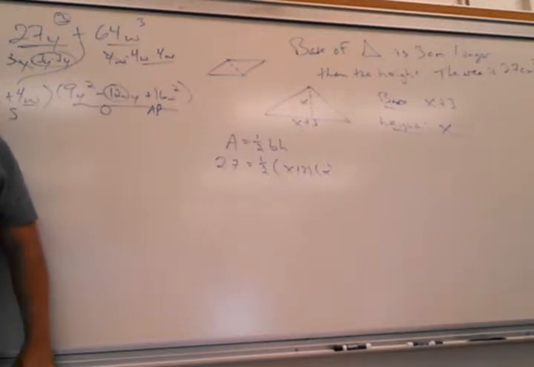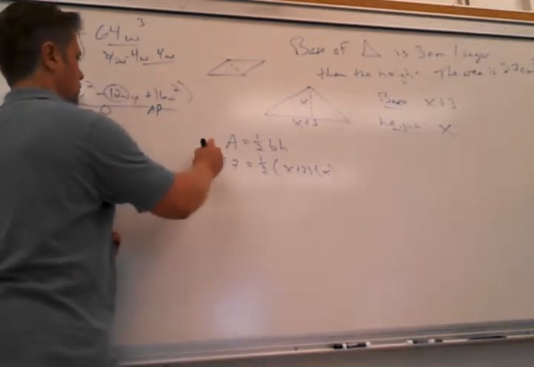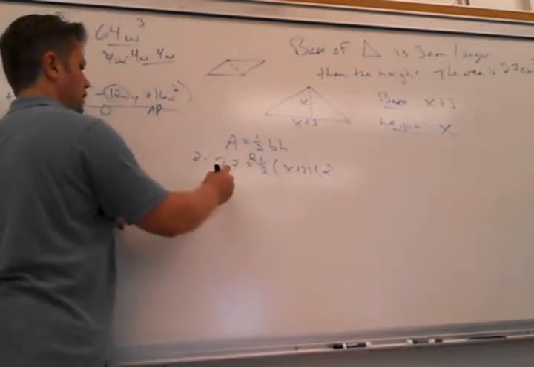So how do you solve this problem? You multiply 1/2 across? No. I would kill the 1/2. How do you kill the 1/2? Multiply both sides by 2. So get that 1/2 out of there.